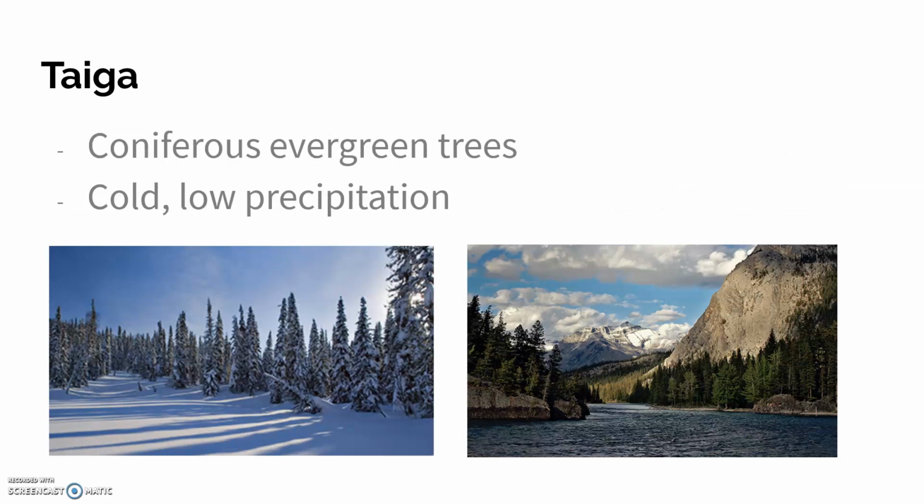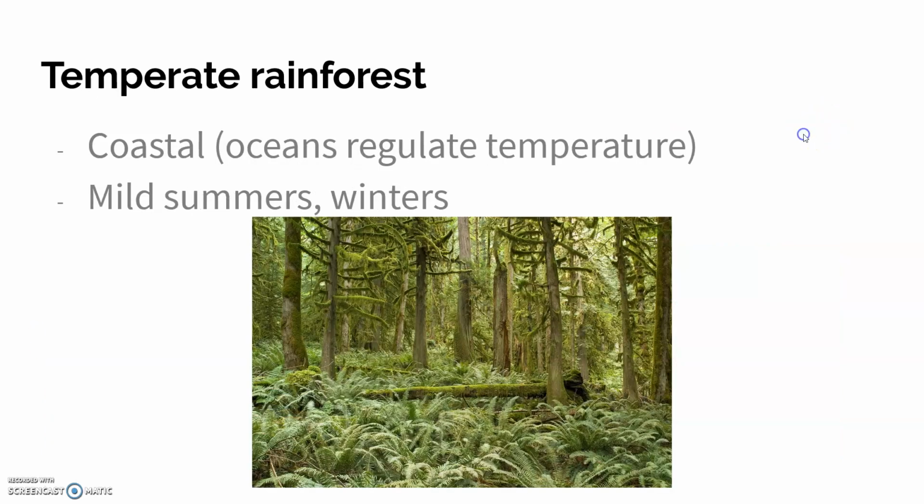The taiga, sometimes also called boreal forest, includes places like Canada, northern Europe, and northern Russia. It's got coniferous trees, so they have cones, evergreen trees that grow year-round. It's very cold, and they don't get a lot of precipitation.